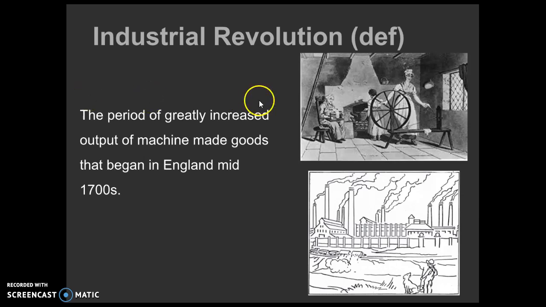you're good for now. Before the Industrial Revolution, everything was made by hand, as you see in this top picture. People made things at home, like with this spinning wheel. After the Industrial Revolution, workers and machinery were moved into factories, and everything was made in factories by machines.